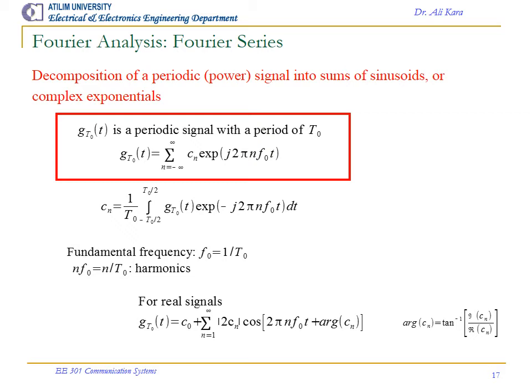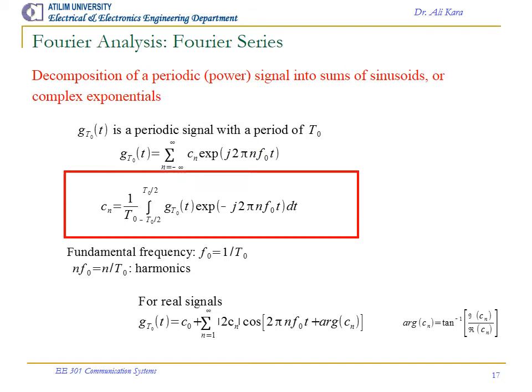In theory, we must find an infinite number of coefficients to fully decompose our signal into a Fourier series. However, we will see later in this slideshow that, with a relatively small number of coefficients, say for example n equals 40, we may decompose our signal into a Fourier series with a negligibly small error. Cn can be evaluated by the following equation. Cn equals 1 over T0, integral over T0, of g_T0 of t, times exponential minus j2 pi n f0 t, integrated with respect to t.